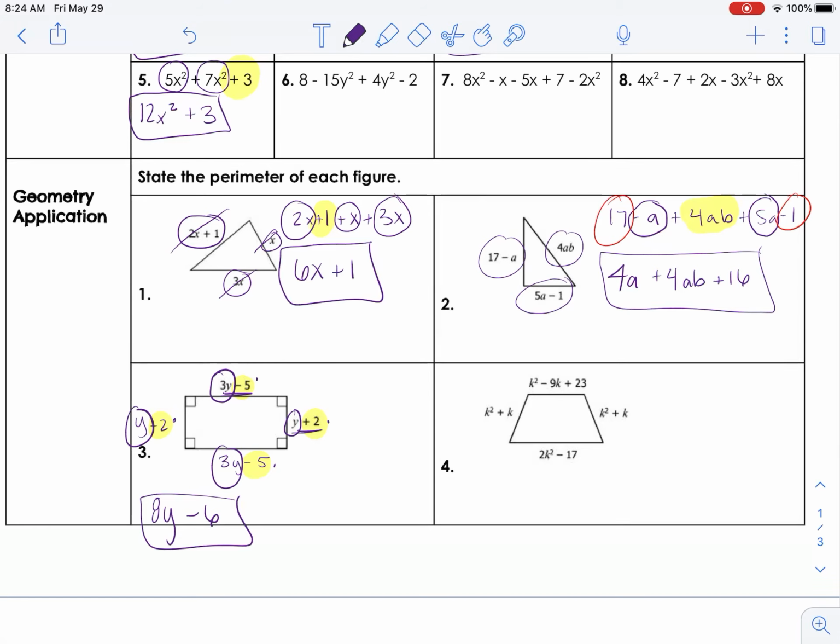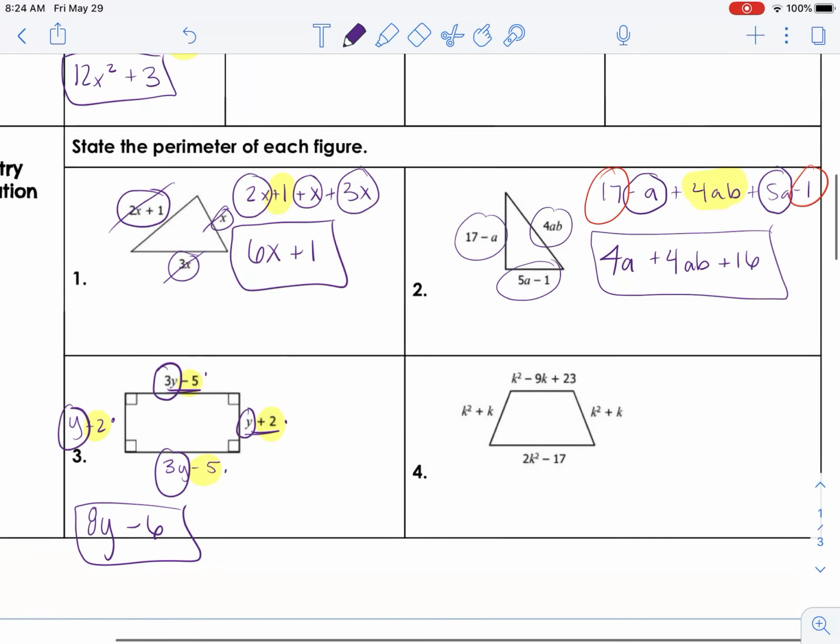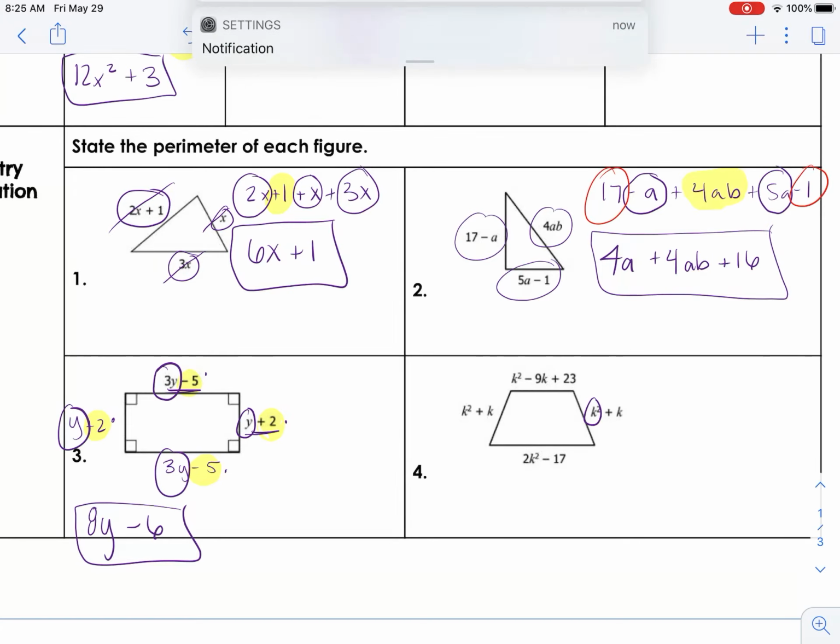I'm going to do the same thing for this one, so if you just want to find your like terms from the problem, that's fine. So we've got our k squareds. We've got 1 of those, 2 of those, 3 of those. So 3 in those sides plus a 2k squared down there, so that's going to bring us to 5k squared.